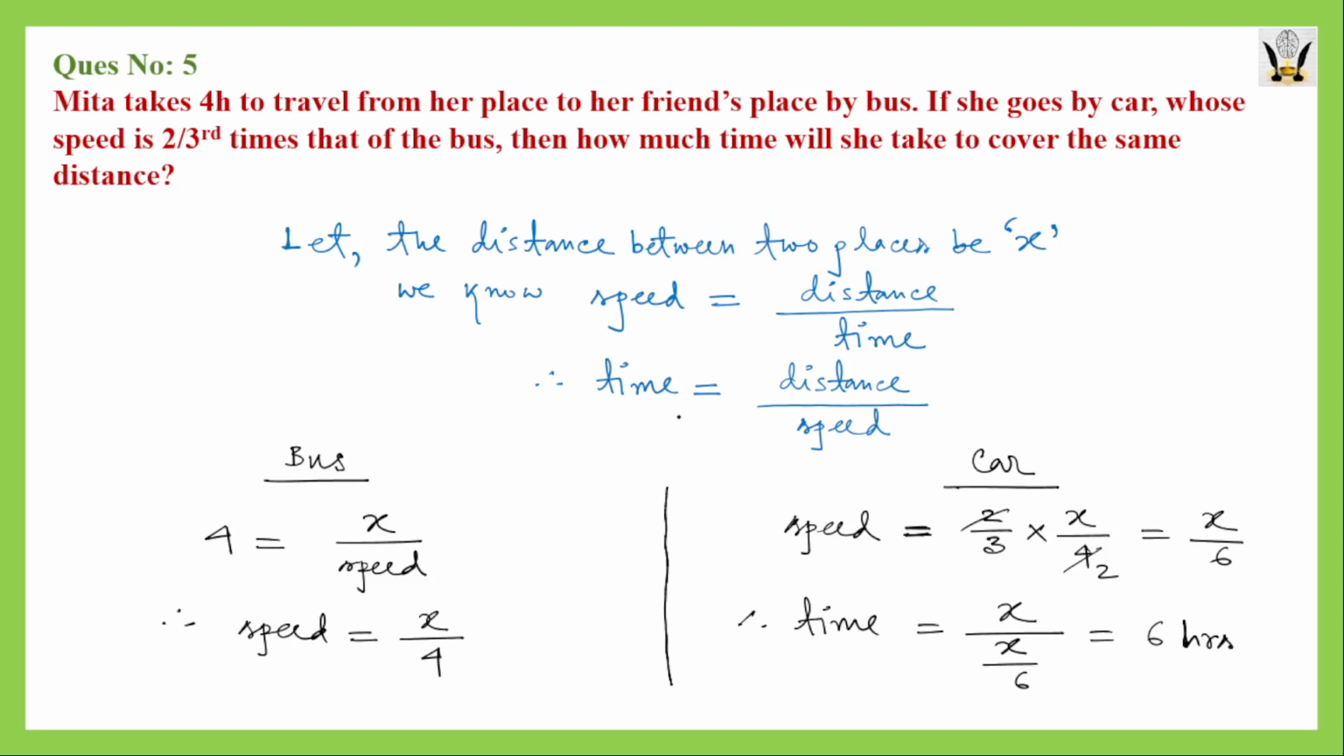Now the time taken when she traveled by car will be what? The same formula: time is equal to distance by speed. The distance is the same as per the problem statement, that is x, and the speed is x by 6. So finally the time will be 6 hours. And since the speed is less than the previous speed, the time taken in the second case will be more than the previous time, because between time and speed the variation is inverse.